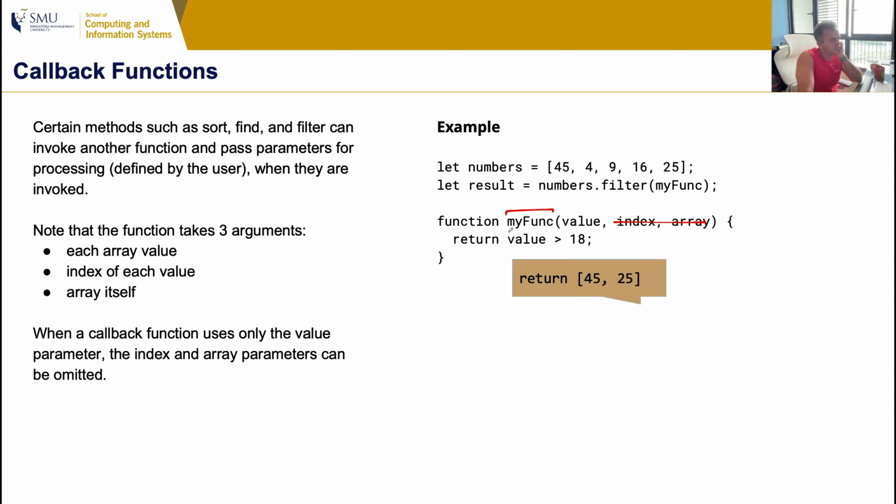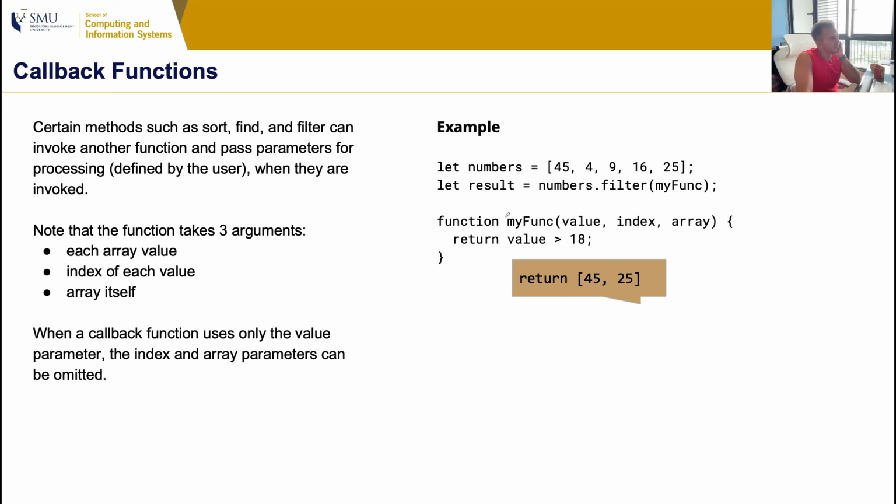Otherwise, it's false. Now, this function is being used as the filtering function here, which means this call will walk through the array. For each element there, it will call that function with the dummy variable value equal to that element. Whenever that element is greater than 18, it will be true. So this element will be saved, this element will be saved, but these guys are all less than 18, so they all die, and the return value will be 45 and then 25. So that's what filtration does.